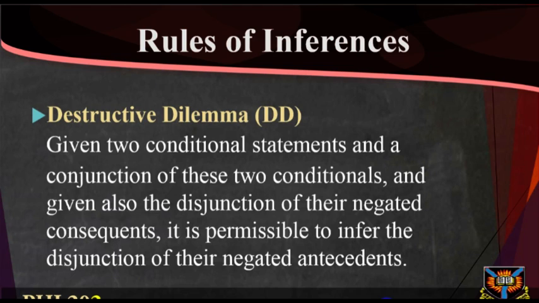Question. Mention the rules of inference you know. Feedback. We have 9 of them, and they are modus ponens, modus tollens, hypothetical syllogism, disjunctive syllogism, simplification, addition, constructive dilemma, destructive dilemma, and conjunction.